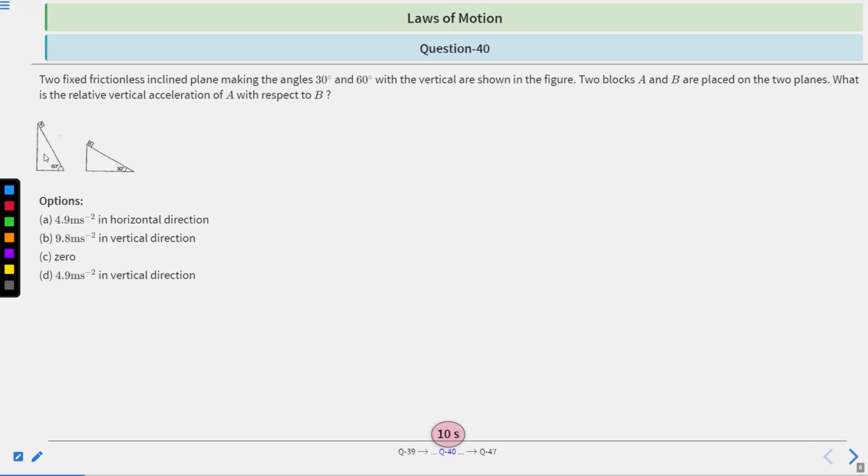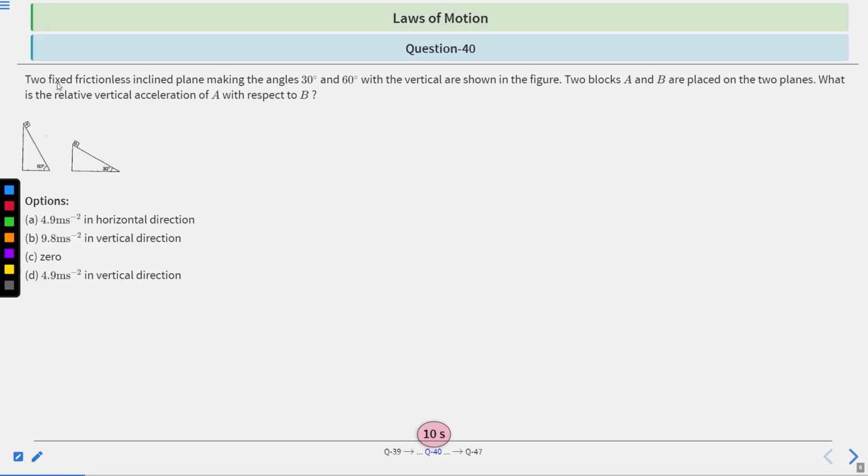Next question. Two fixed frictionless inclined planes making angles 30° and 60° with the vertical are shown in the figure. Two blocks A and B are placed on the top planes. What is the relative vertical acceleration of A with respect to B? The question asks about the relative vertical acceleration of A with respect to B.